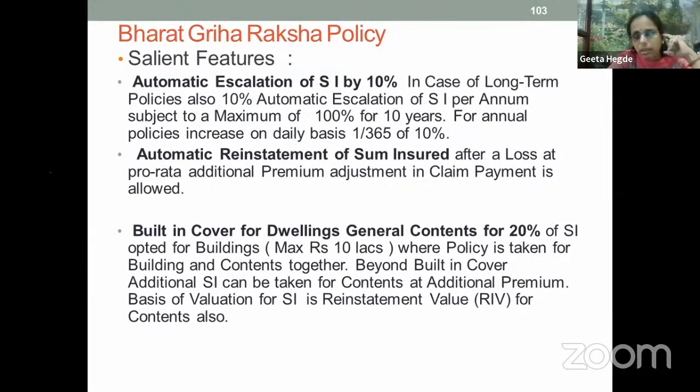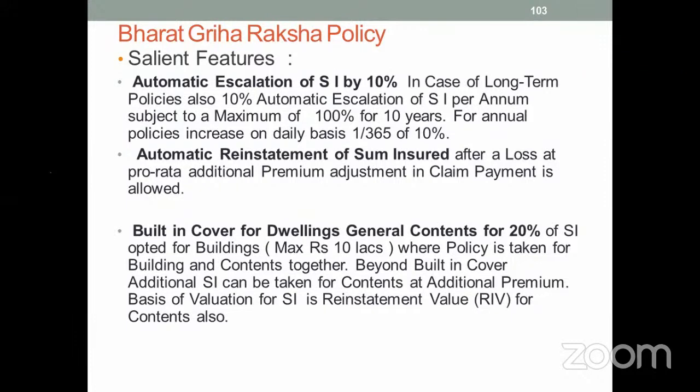Beyond this, if a higher amount is required, then by paying additional premium, a sum insured higher than 20% of the building sum insured, maximum 10 lakhs, can be opted. Like if you want to cover 15 lakhs, 20 lakhs, more than the 20% of the building sum insured, that can be opted by paying additional premium. Basis of valuation is reinstatement value for contents also.